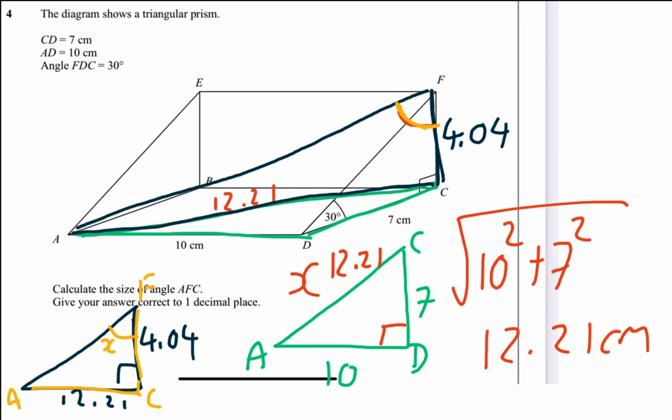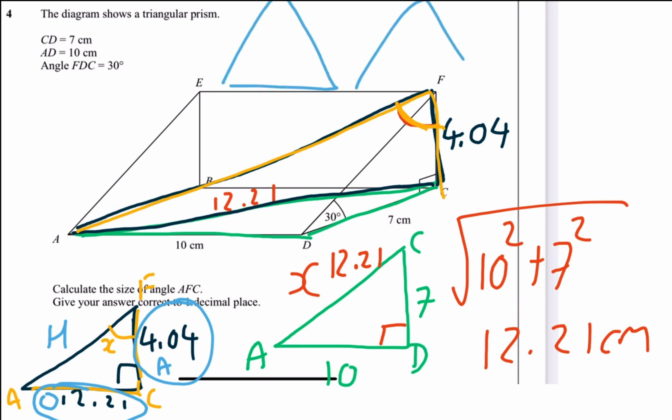The length here, which was AFC, so A to F to C, made this angle, and therefore we can use SOHCAHTOA again. How do we use SOHCAHTOA for this one? The length opposite the 90 degrees is the hypotenuse. The opposite is the one I've just marked here, which is 12.21, and the adjacent is 4.04. So again, we use two pyramids. I'll do it at the top because we're going to get to our answer now. So two pyramids here.